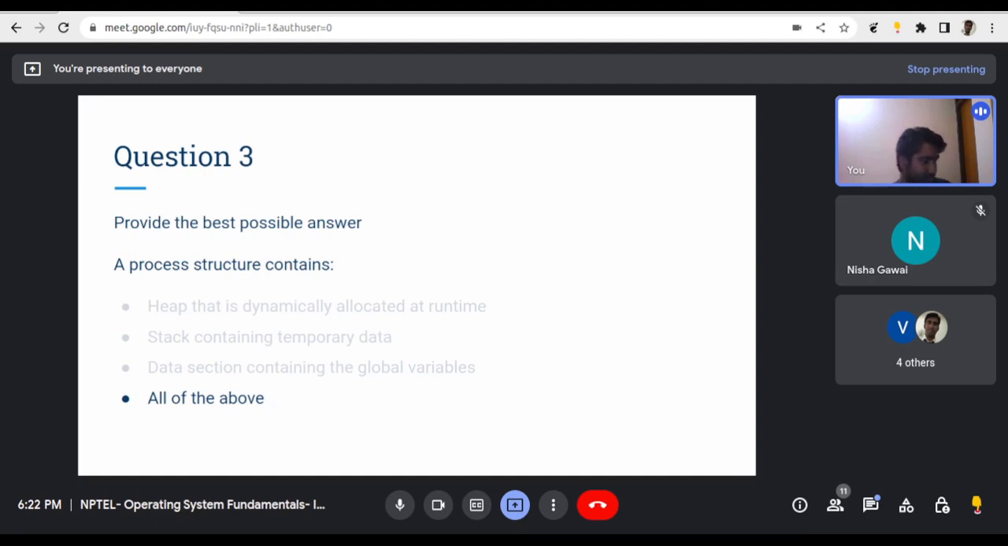By using C code or something like that. All those instructions are also stored in a separate section in the process structure, right? So that forms the code section of the process structure. Okay. So apart from all these three sections, there is the code section in the process structure.